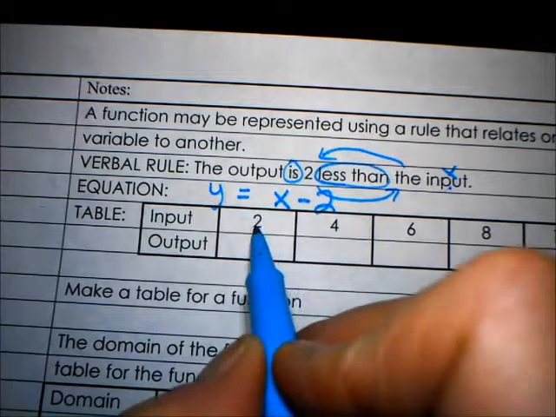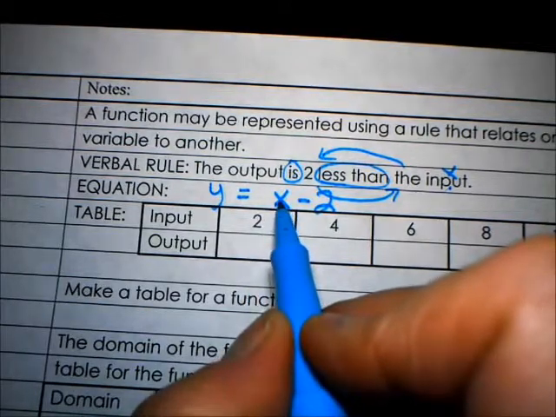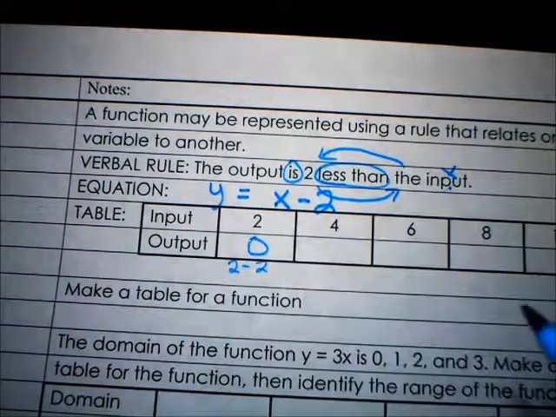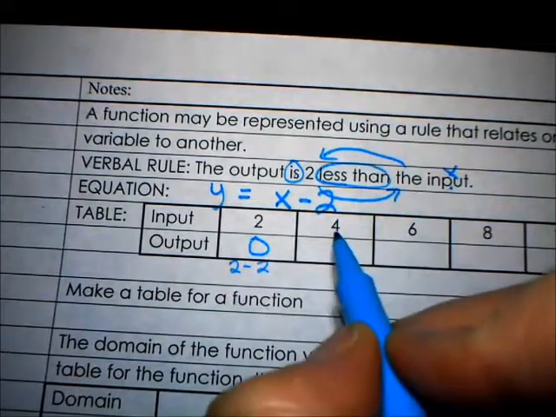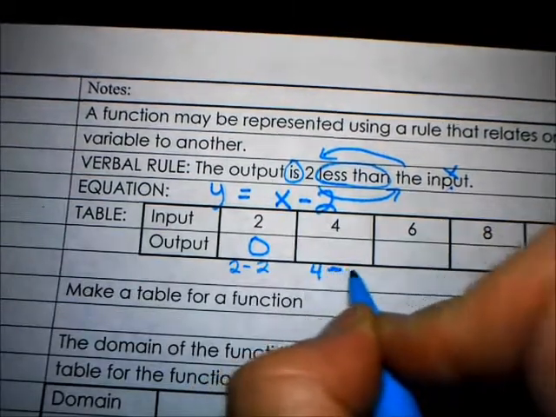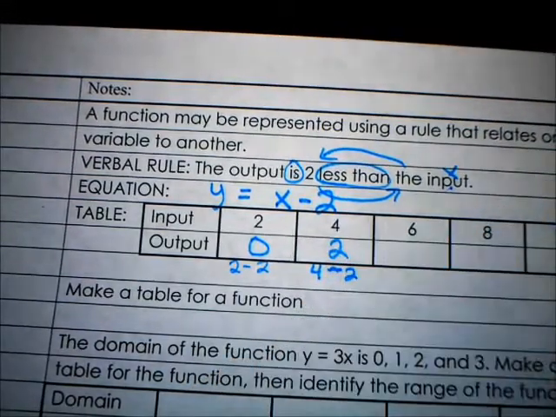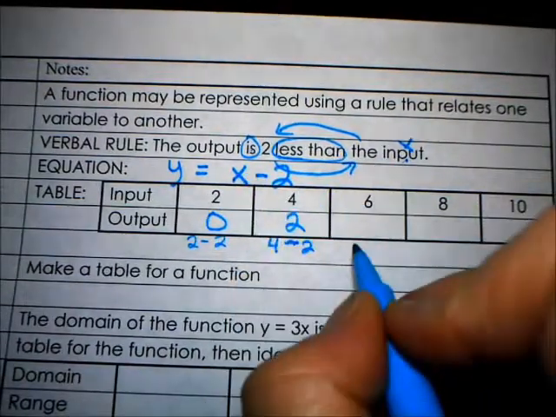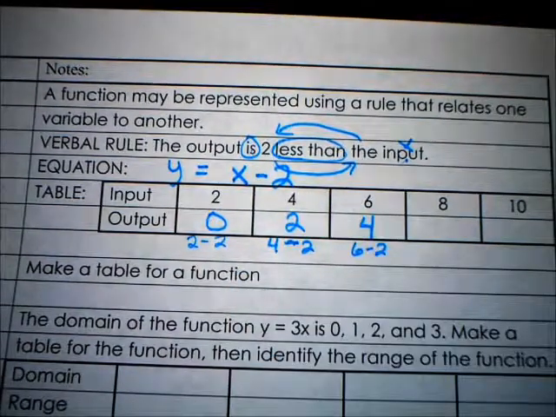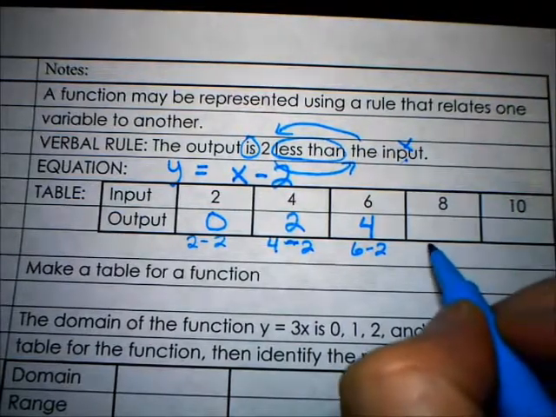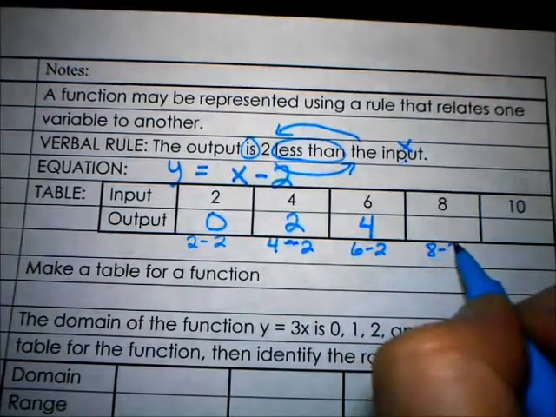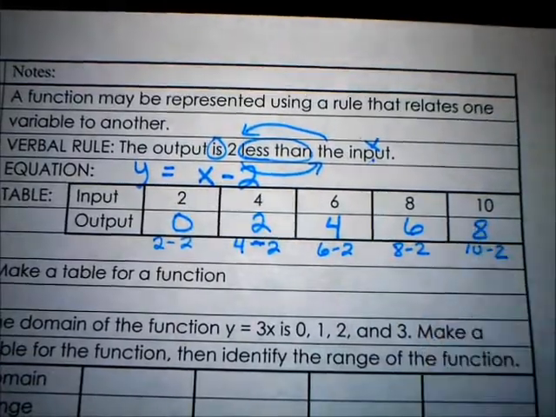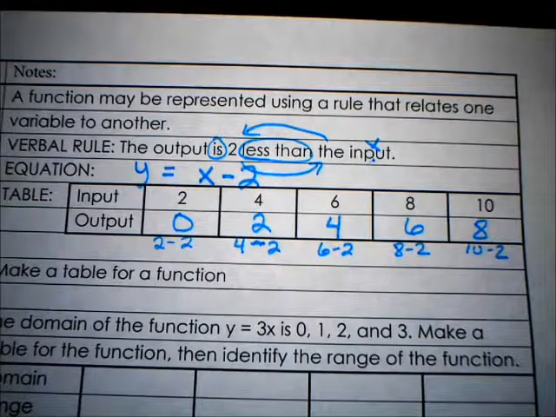If I fill in my table, I'm going to plug in the 2 for X and have 2 minus 2, which is 0. I plug the 4 in for X, and that means I'll have 4 minus 2, which is 2. If I plug a 6 in for the X, it would be 6 minus 2, which is 4. If I plug an 8 in, 8 minus 2 is 6, and then 10 minus 2 is 8, and I have completed my table.